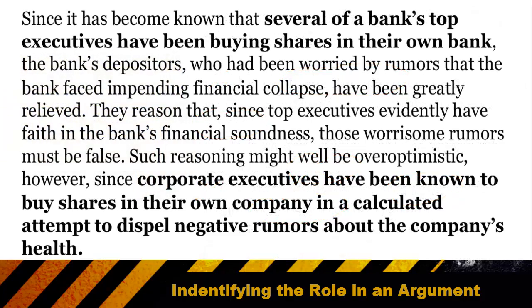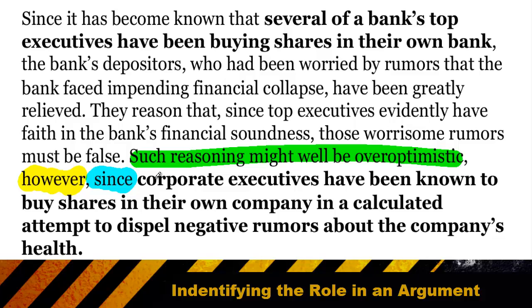Let's try one more. Again, our first step is to identify the conclusion. In this case, we have a couple of clues. Again, we have our contrast word, however, that means our conclusion is nearby. We also have this great word, since, our reason indicator, and since our reason indicator came in the middle of our sentence, the conclusion is the first part of that same sentence. So in this case, such reasoning might well be over-optimistic. That's our conclusion. And the first bold that comes after that, because of our reason indicator, obviously supports our conclusion. And that should be all we have to know about the second bold, that it simply supports our conclusion.